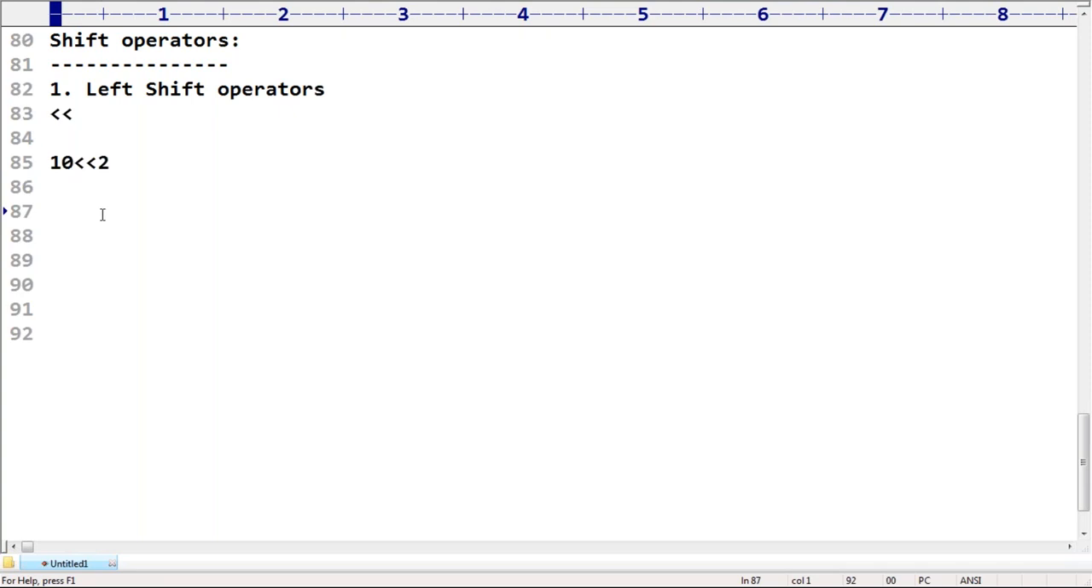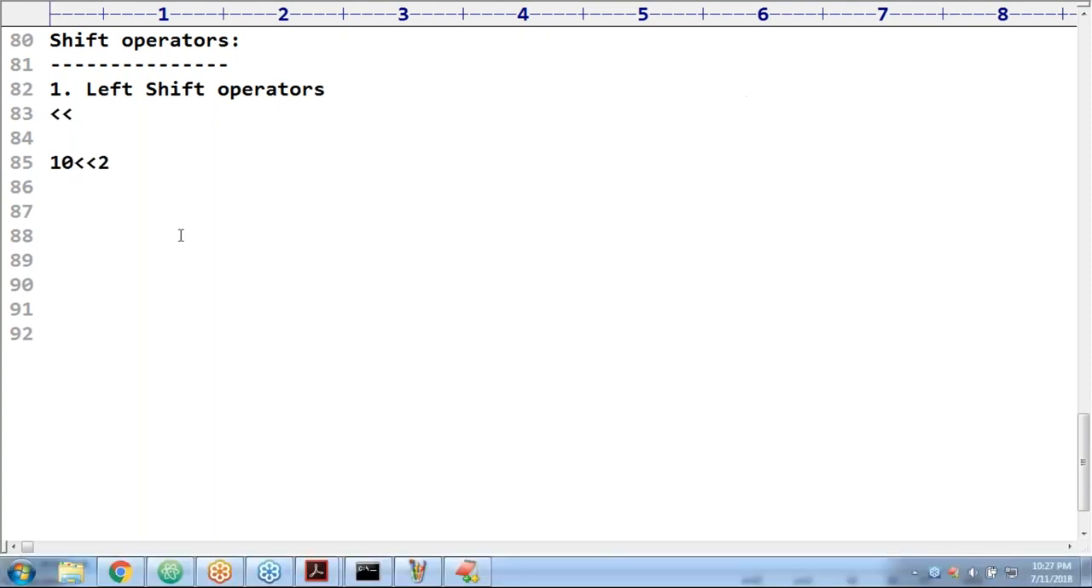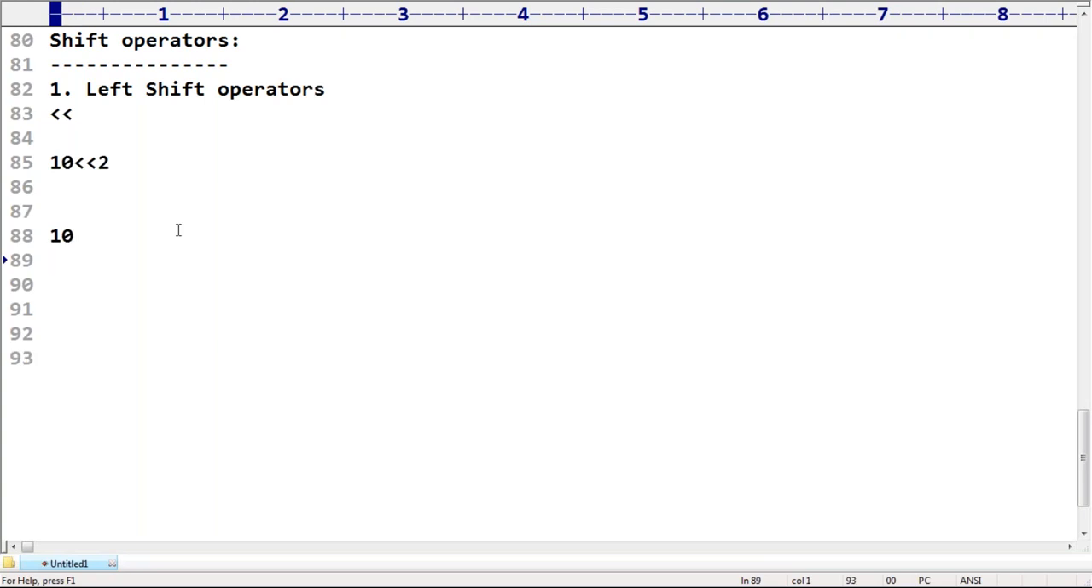Now, first question, how can you represent 10? 10 is internally represented with the most significant bit 0, 0, 0, 0, and so on, 1, 0, 1, 0. 10 means binary 1, 0, 1, 0. Excellent. Now, do I want to shift to the left hand side or right hand side? Left. Move to the left.